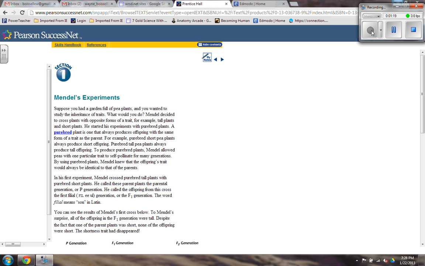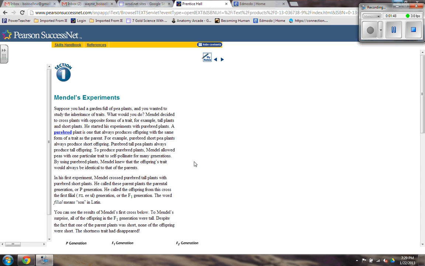To produce purebred plants, Mendel allowed peas with one particular trait to self-pollinate for many generations. By using purebred plants, Mendel knew that the offspring's traits would always be identical to that of the parents. So that was important for him to start with these purebred plants, because then he knew these characteristics are true to this plant. There's nothing else mixed in with it.